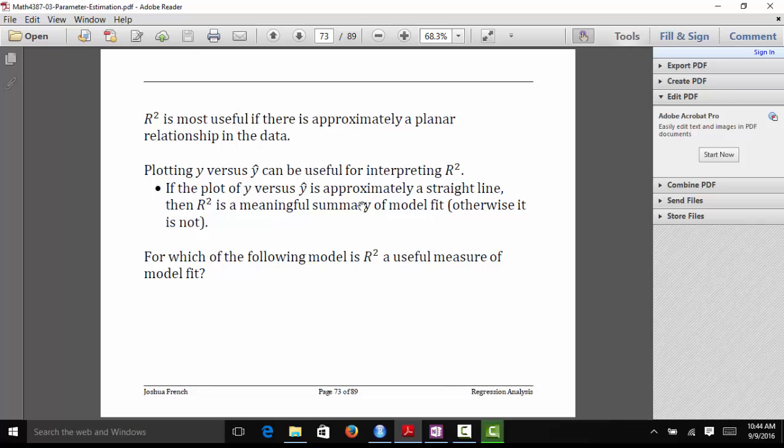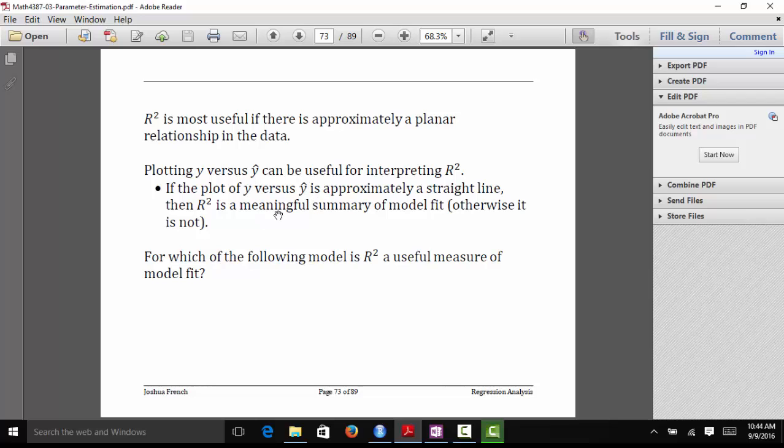So once again, you can't just blindly compute R squared and then use that number and assume that it accurately reflects how well the model fits the data. So before you interpret R squared, you should actually plot the responses versus the fitted values. And if you look at a plot of the responses versus the fitted values, and it looks approximately like a straight line, then R squared is a meaningful summary of how well the model fits the data.